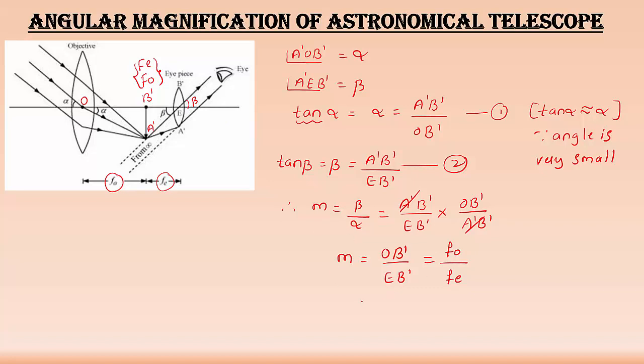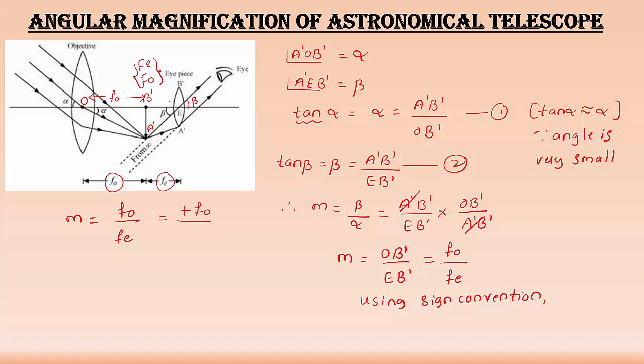Now using the Cartesian sign convention, we got m equal to FO divided by FE. FO is the focal length of the objective lens. Let us apply the Cartesian sign convention. We have to measure focal length from optic center to principal focus. Now it is along the direction of the incident ray, so we can take it as positive.